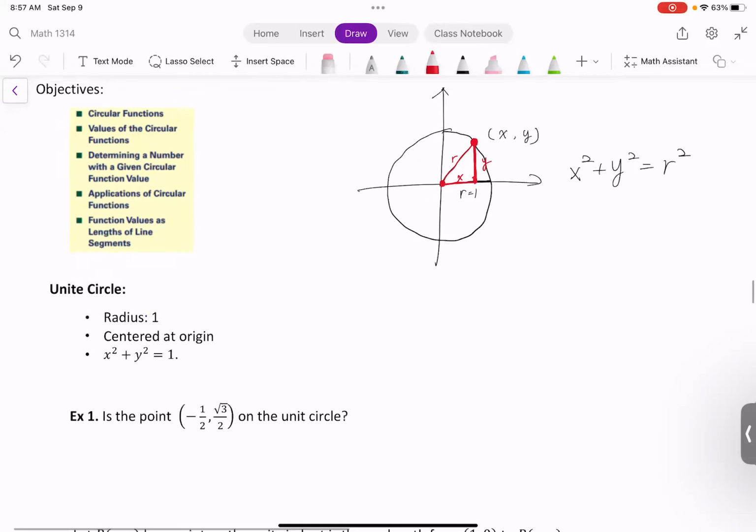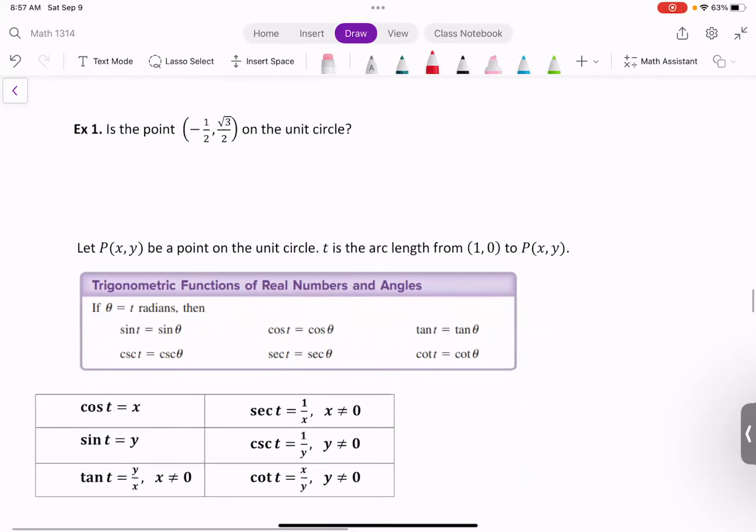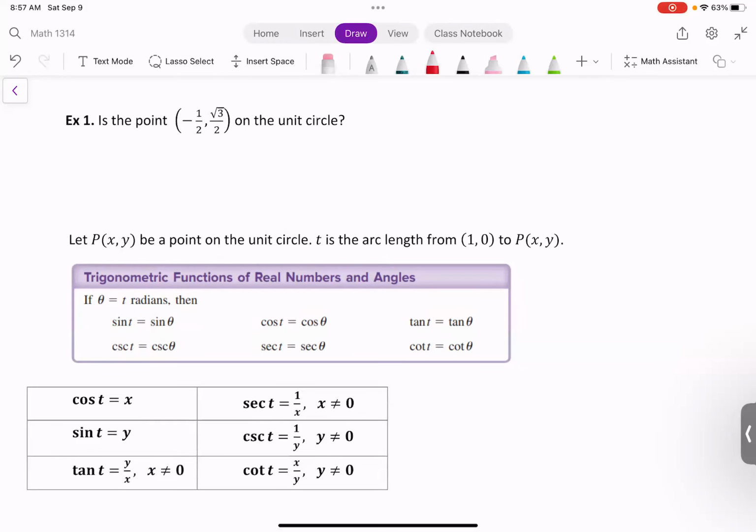All right, let's see example one. Is this point on the unit circle? I need to use the formula x squared plus y squared. If it equals 1, the r squared, because r equals 1, which is 1 squared, which is 1, then I can prove this point is on the unit circle.